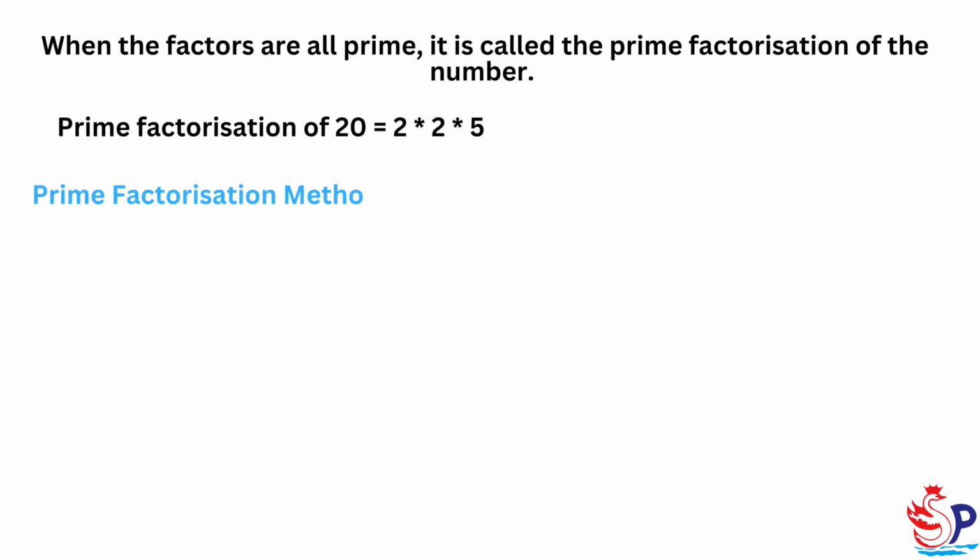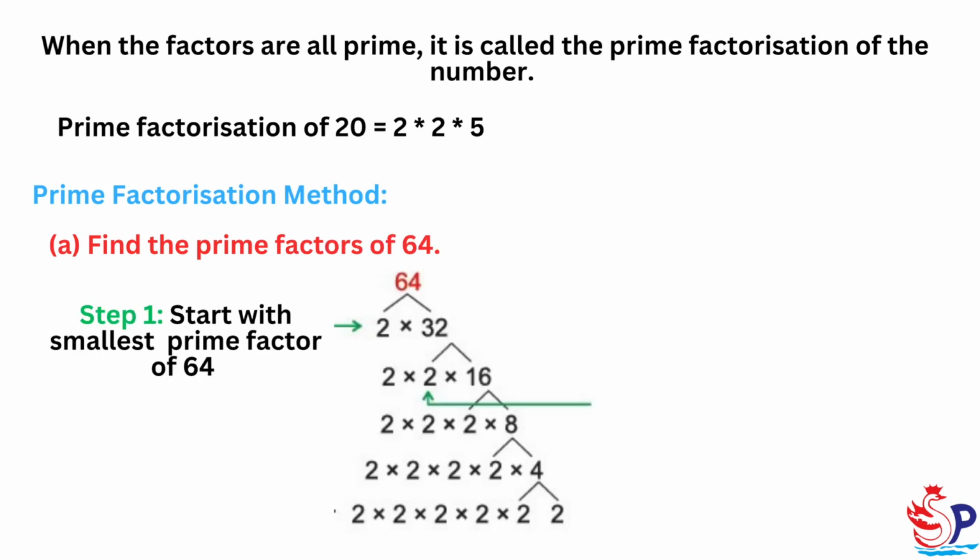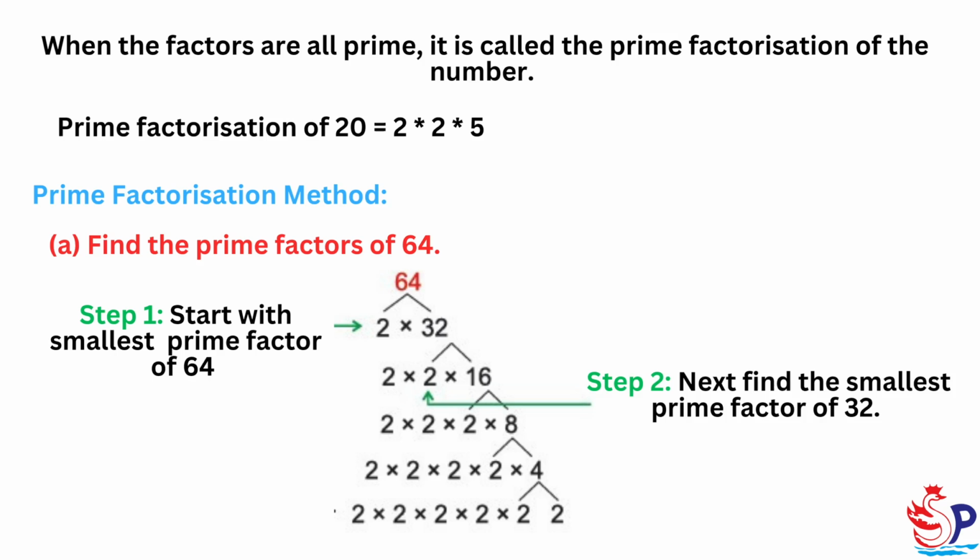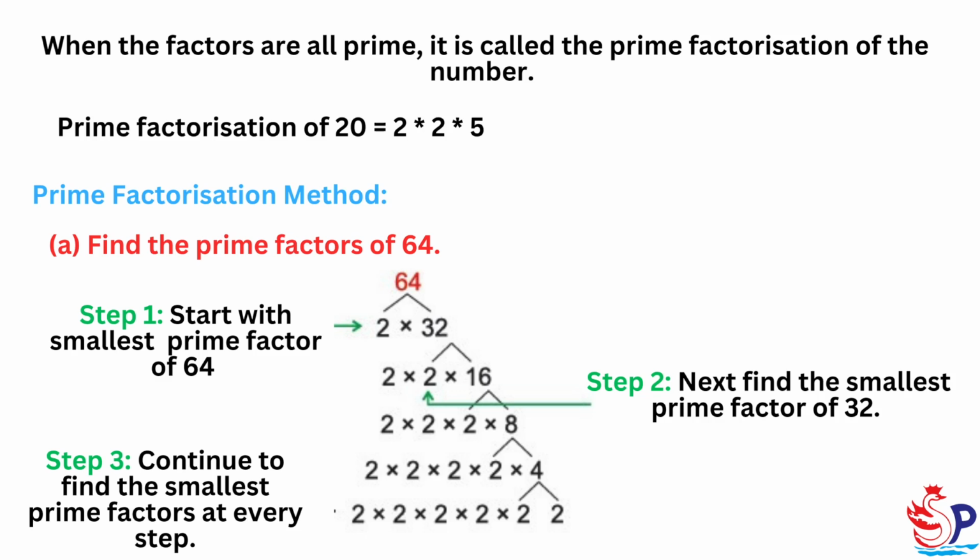Prime factorization method. A. Find the prime factors of 64. Step 1. Start with the smallest prime factor of 64. Step 2. Next find the smallest prime factor of 32. Step 3. Continue to find the smallest prime factors at every step.